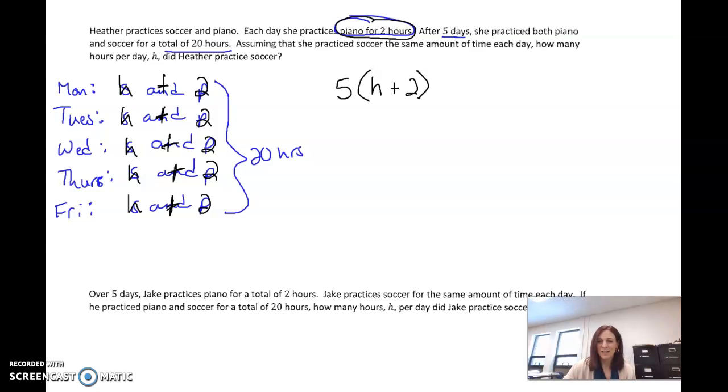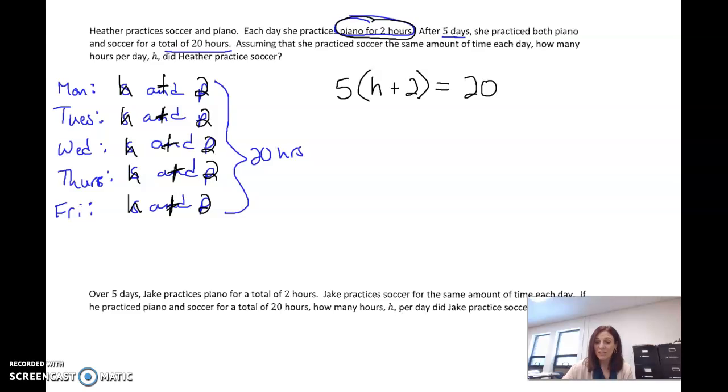You're going to see me right off to the side a lot, guys. And it's not always going to be the same, but I'm trying to clarify what we're doing. So here it is. Hours practicing soccer plus 2 hours every day for practicing piano. She did that 5 days. 5 times the total number of hours. So if she practiced 10 hours a day, we'd go 5 times 10. If she practiced a total of 3, 1 hour of soccer, 2 hours piano, we'd go 5 times 3. That's what that means. She did it for a total of 20 though. So I'm going to set it equal to 20. You see the word total or something like that? That's usually where your equal is going to go.